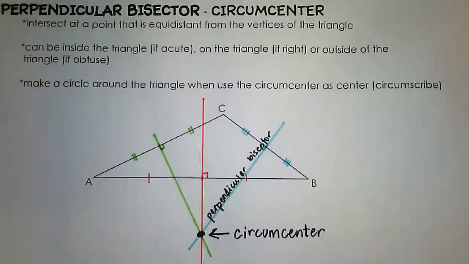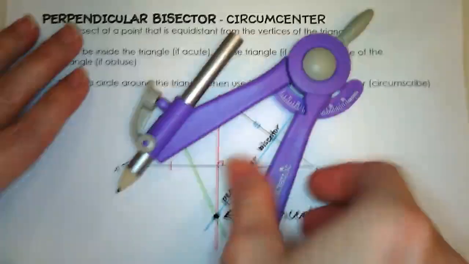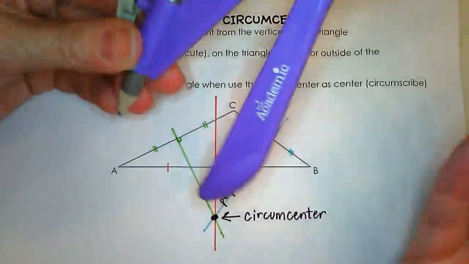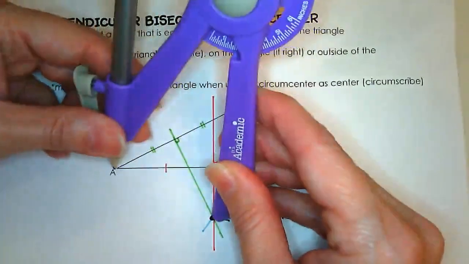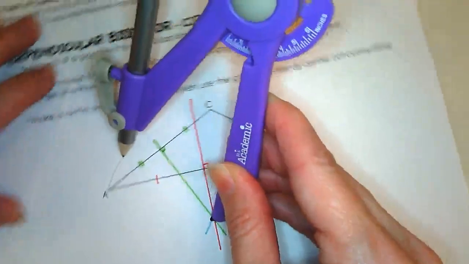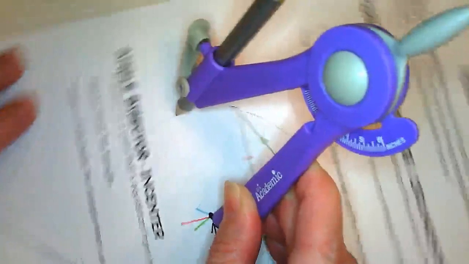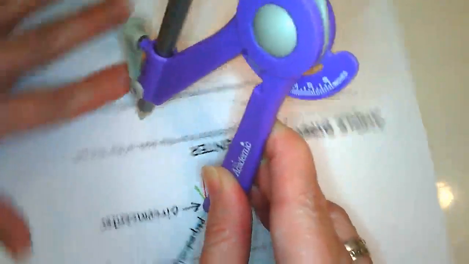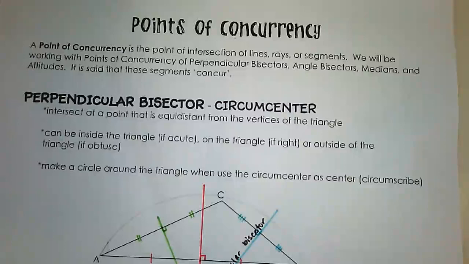And then the last thing that I want to show you. I don't know that you necessarily have a compass at home, but this is a compass, and you may know that it makes circles. If we put the point on the circumcenter, we can make a circle around the shape. I'm not doing a good job here on my circle. So when this says it intersects at a point that's equidistant from the vertices, here's the deal.